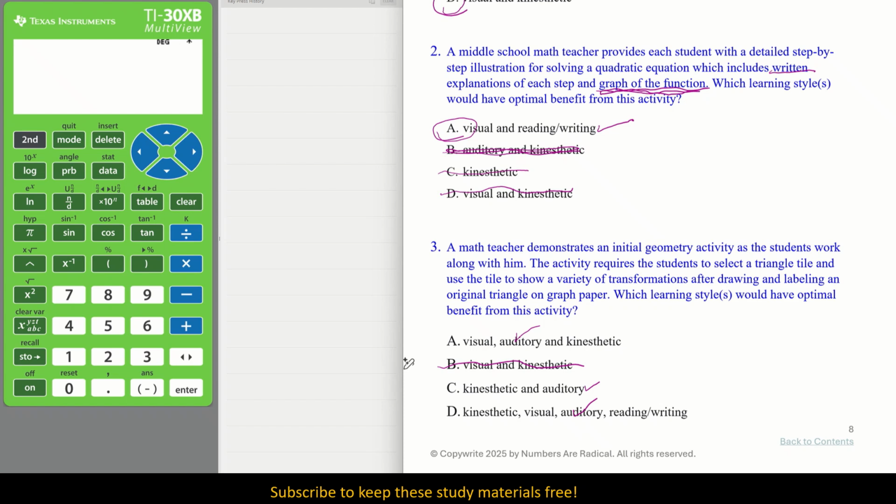So what we have is a hands-on element the minute that the tile was involved. So we have that hands-on. You're going to have a visual element because they're creating their visual, and the educator is modeling the visual. So, therefore, you have to mark out C because it doesn't have that nice visual element. Now we're between A and D. Is there reading and writing? Well, you might want to argue that the students' labeling is the writing, but it isn't. That's just simply creating a visual.